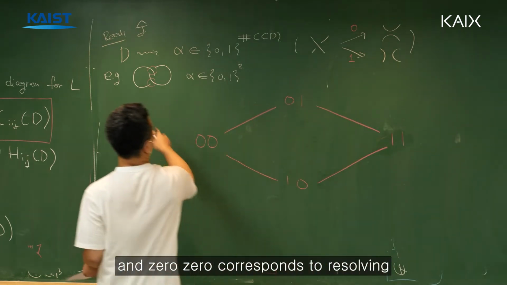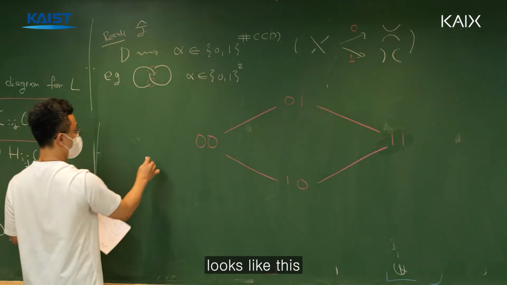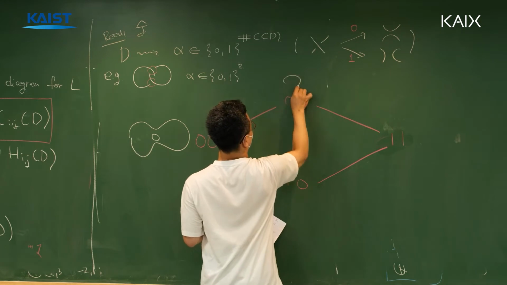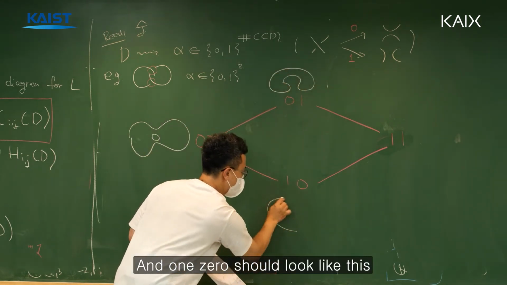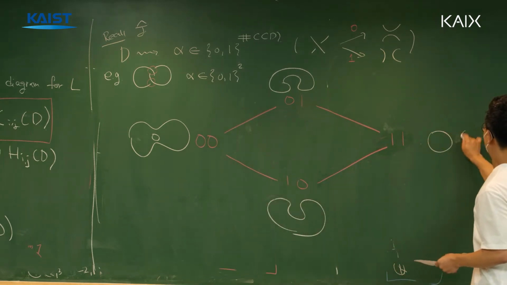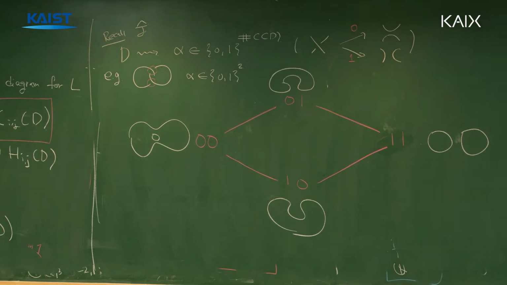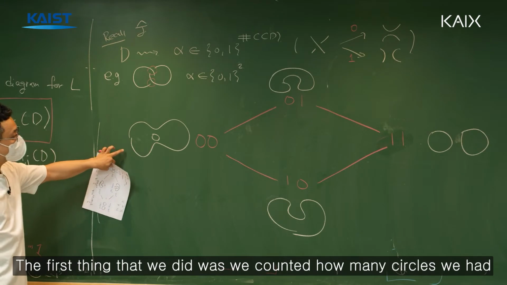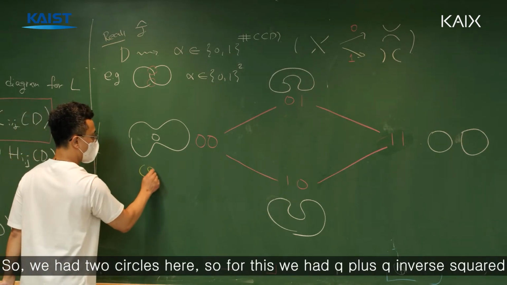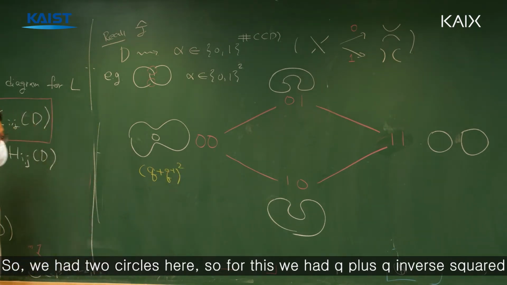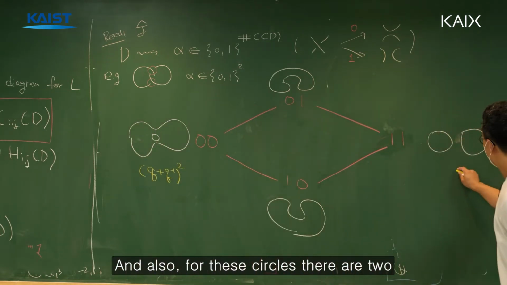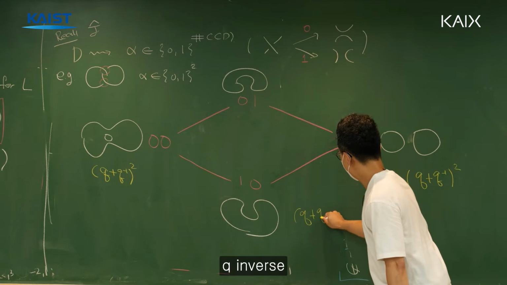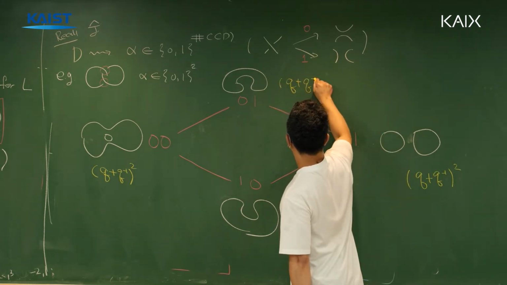And 0 0 corresponds to resolving both of them with north-south. So the picture looks like this. And 0 1 should look like this, and 1 0 should look like this, and 1 1 should look like this. Okay. The first thing that we did was count how many circles we had. So we had 2 circles here, so for this we had (q plus q inverse) squared. For these, there are 2 circles, so we have (q plus q inverse) squared. There's only 1 here, so we have q plus q inverse. For this, we have q plus q inverse.